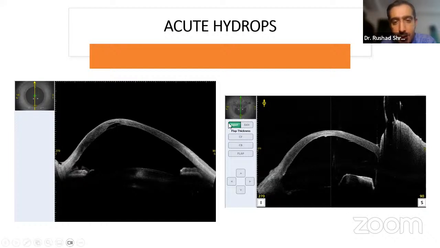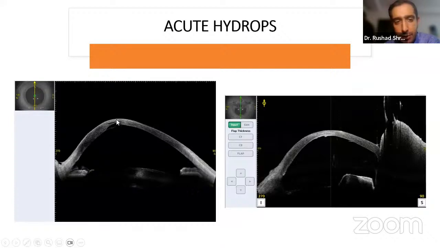The second image on the right shows that this has been treated with a gas bubble. So you can use either C3F8 gas up to 14% or SF6 up to 20% to tamponade this. And you can see then that there is a resolution of that corneal edema.